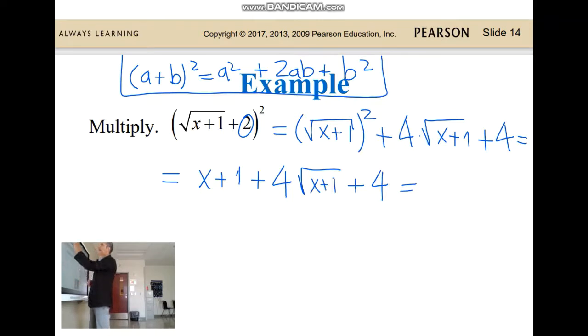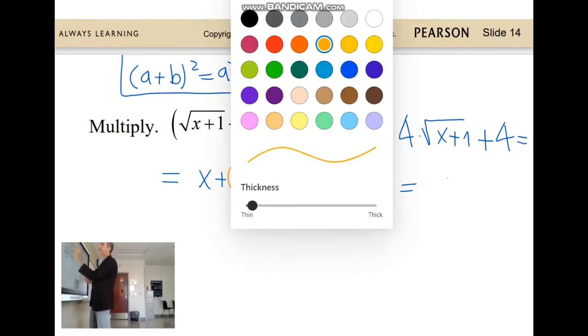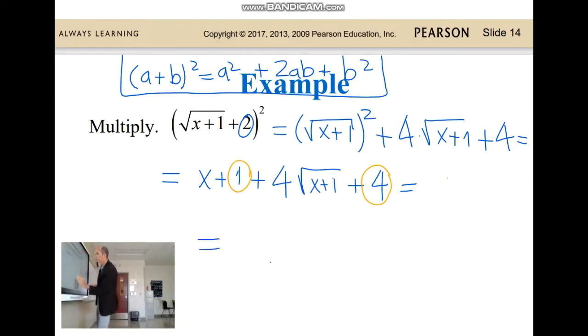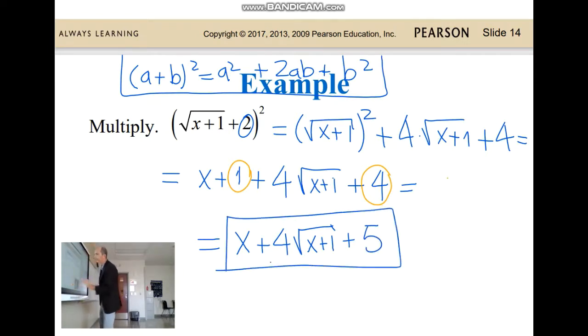Combine like terms. Let me see the like terms that we have here. We have this 4 that we can combine with 1. And that's it. This is what we can do. So it's going to be x plus 4 times the square root of x plus 1, plus 1 plus 4, 5. This is going to be the final answer of this last example that we have for today.